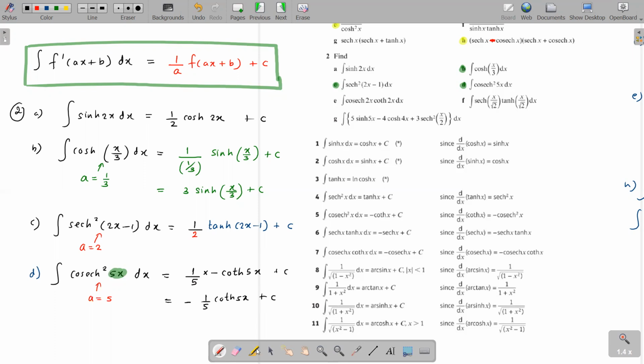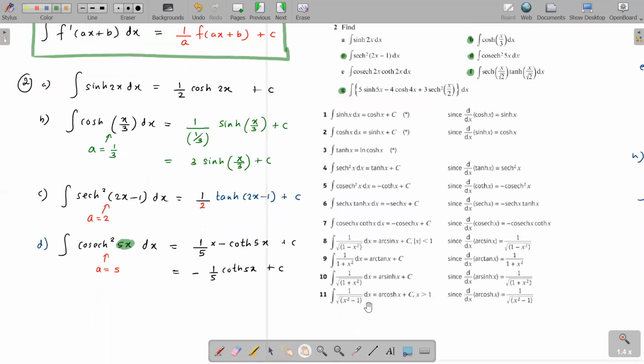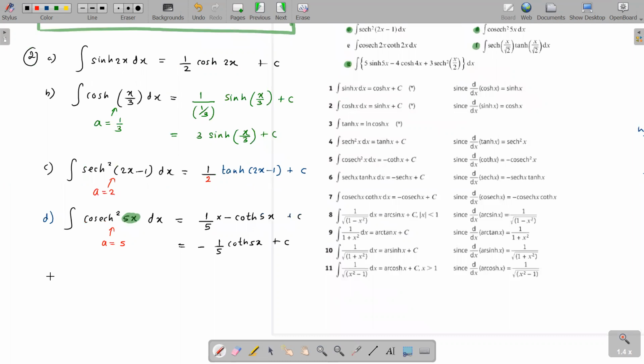Is that okay? Then we'll try a few more. Part F, part G. Part F, integration of sec x over root 2 tan x over root 2. Okay, so which rule does this fall under? Sec x tan x is rule number 6. So this gives me the integration of this. I'll write it down.